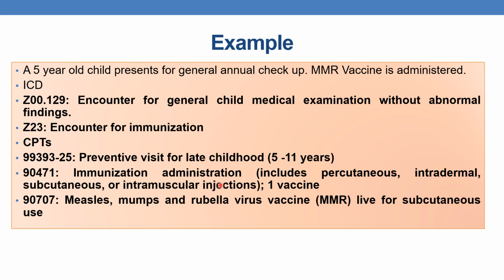90471, immunization administration including percutaneous, intradermal, subcutaneous or intramuscular injections. Here we have given a subcutaneous injection. For subcutaneous, percutaneous, intradermal and intramuscular, admin code is this only, 90471, followed by product code, that is MMR vaccine code 90707, measles, mumps and rubella virus vaccine, live, for subcutaneous use.